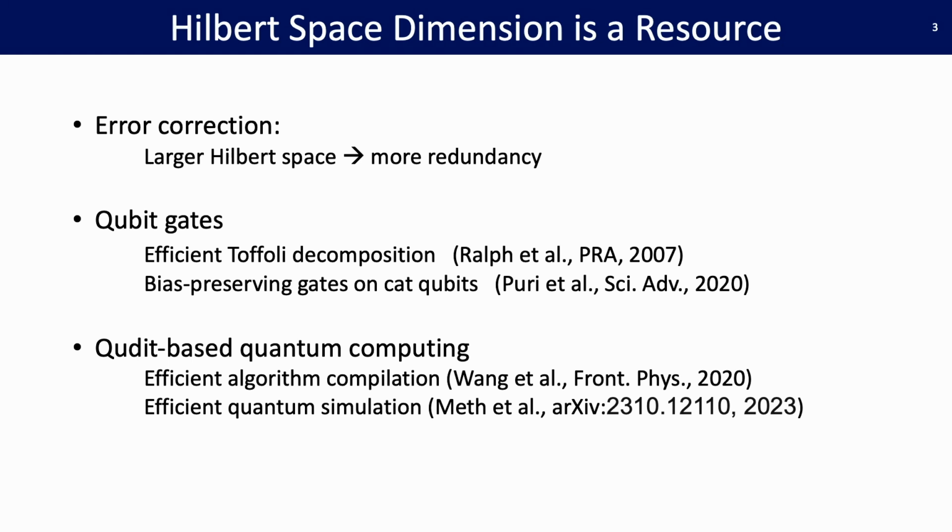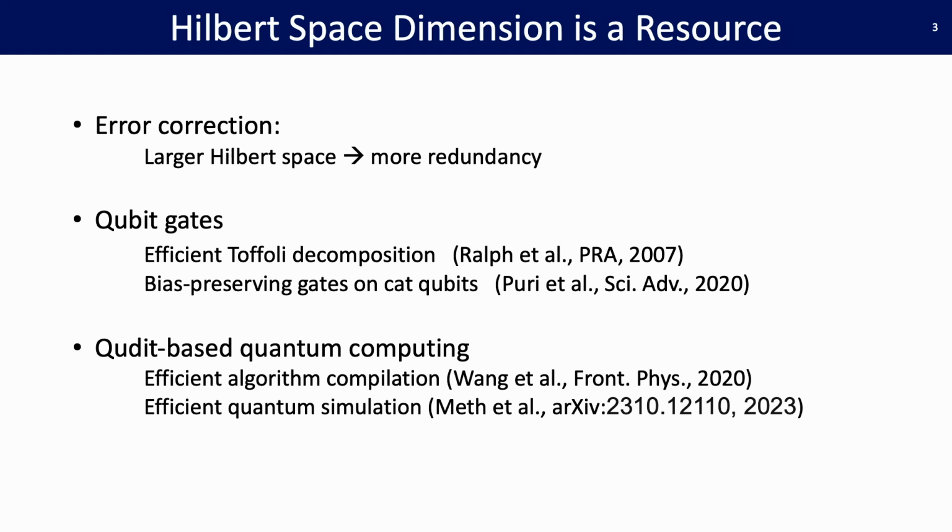So I like to motivate this work from the perspective that Hilbert space dimension should be considered a resource for quantum information processing. This is clearly true for quantum error correction, where a large Hilbert space is necessary to redundantly encode our quantum information. But there are also many examples of qubit gates that can benefit from having access to levels beyond the computational manifold.